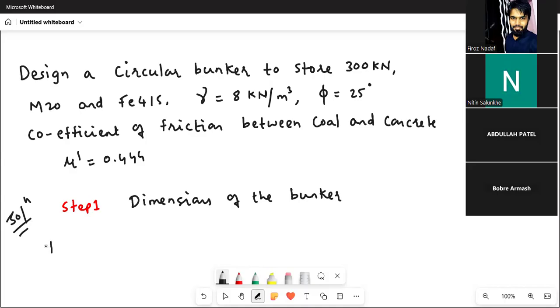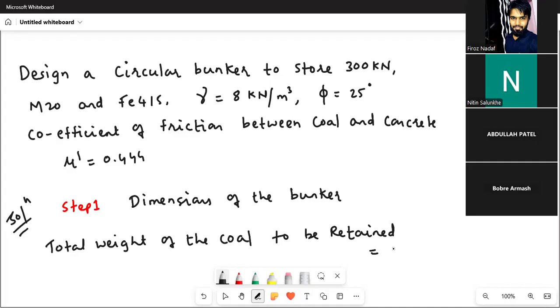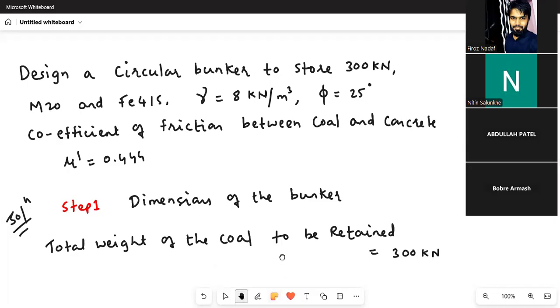So I will write here, total weight of the material, total weight of the coal need to be retained, to be retained means to be stored, equal to 300 kilonewton, okay?